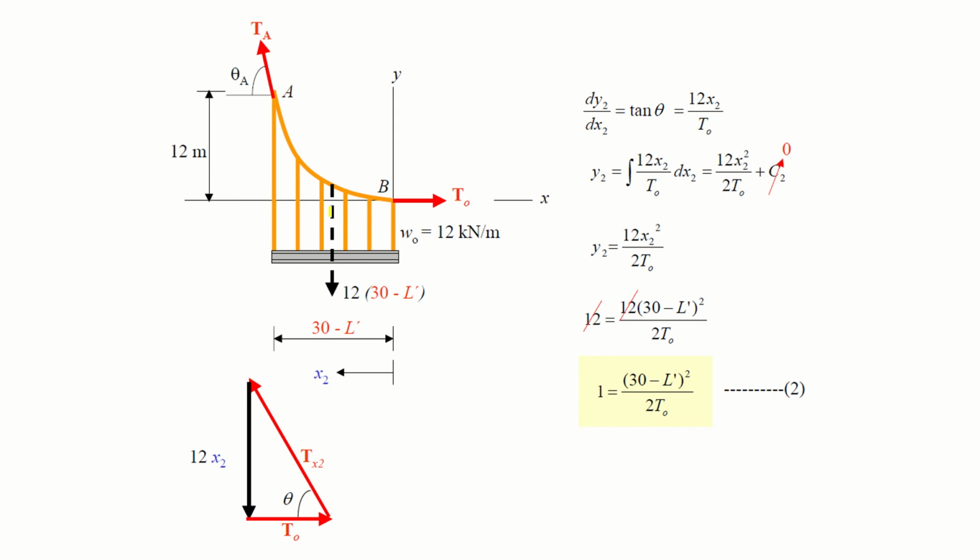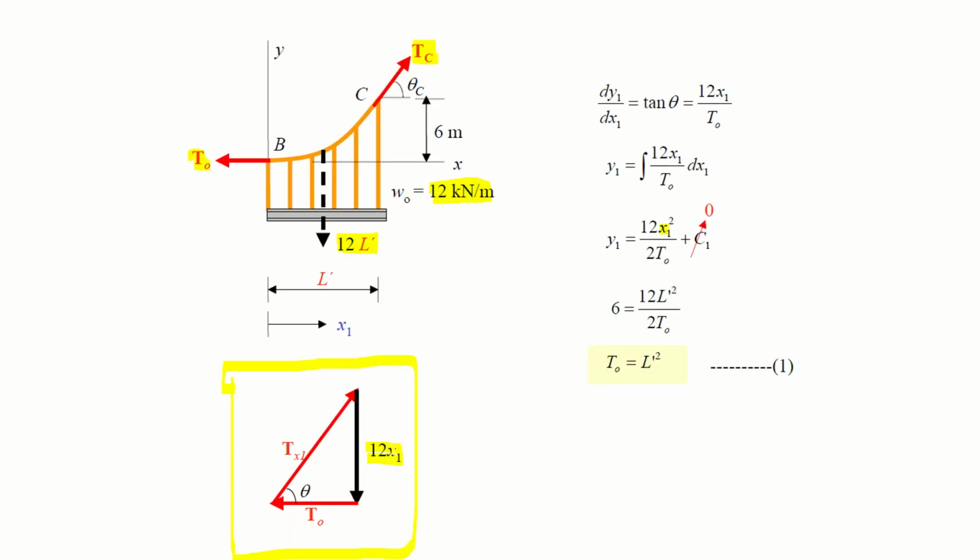Now going to the other segment, segment AB, which was 12 meter above this point B, the same thing. Here, see, you have 12x2. Previously you had 12x1, right? Why? Because the load is the same.